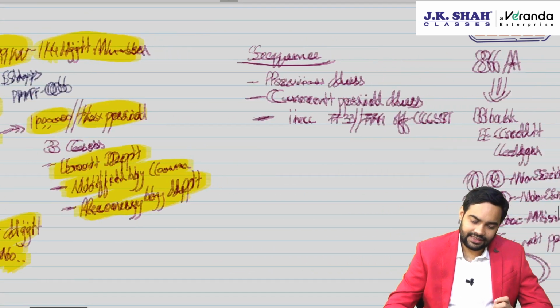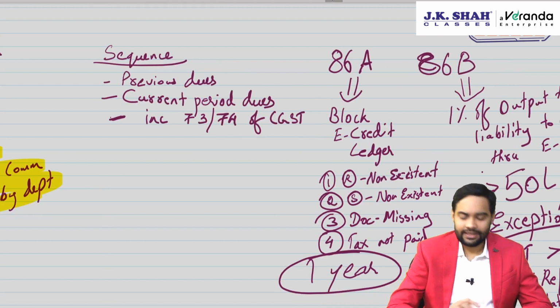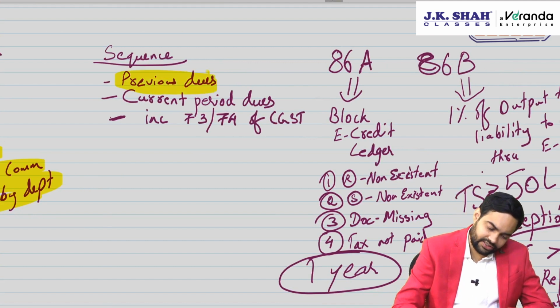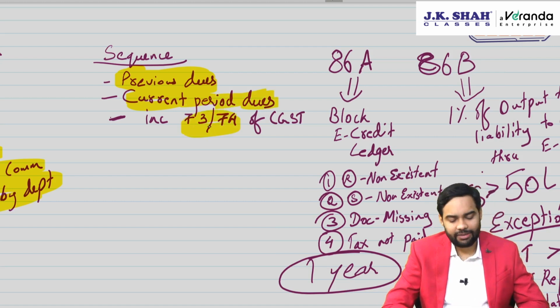Now, what is the sequence to discharge? See, whenever you have money, first you should always clear previous dues, then current period dues, and then any other due including demand under 73 or 74.